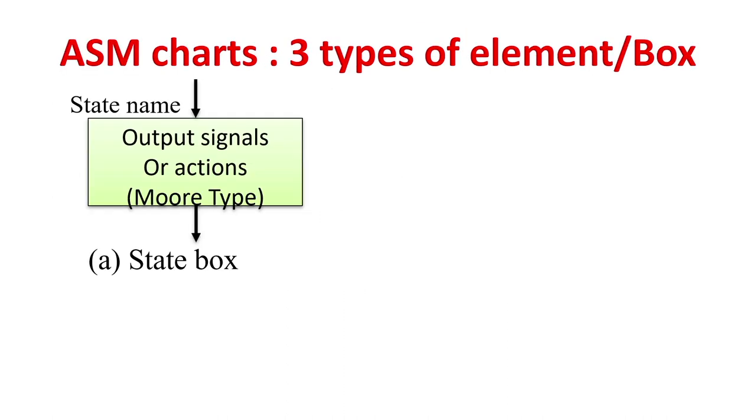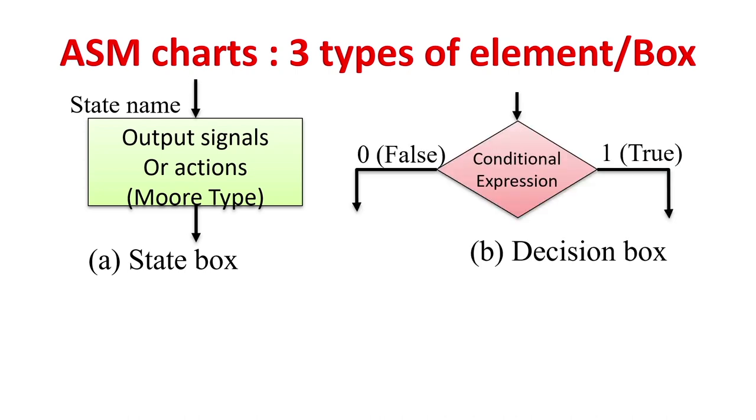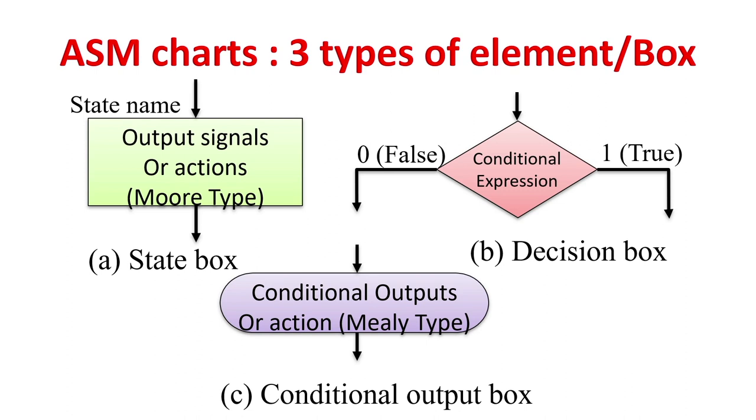Already discussed in earlier classes: what is an ASM chart and what does it constitute? It has three types of elements or boxes: a state box, a decision box, and a conditional output box, or conditional box. The conditional box helps us model Mealy machines. The state box helps us model Moore type machines, and the decision box helps us think of doing things in an algorithmic flow way. So this is the combination, and these are the three building blocks or types of boxes we use. Let us discuss what an ASM block is.